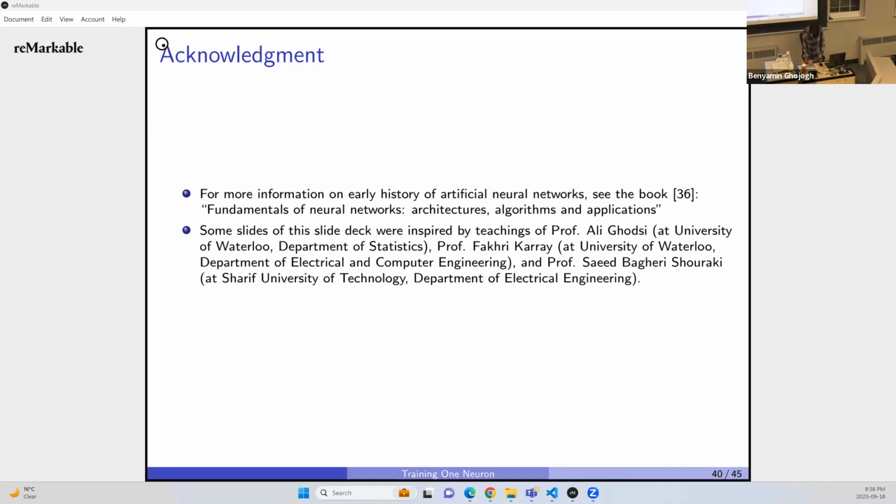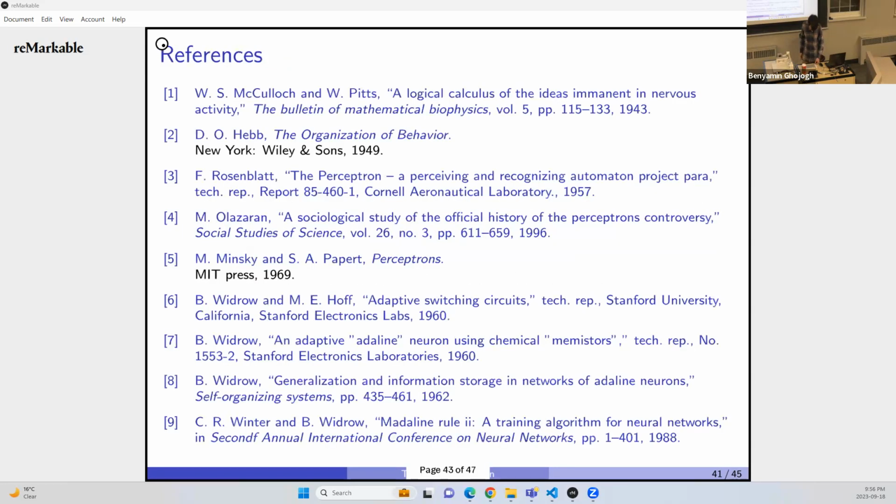Just for more information on the early history of artificial neural networks, especially the perceptron, ADALINE, and these things, you can see this book, Fundamentals of Neural Networks: Architectures, Algorithms, and Applications. Also, some slides of this slide deck are inspired by the teachings of Professor Ali Ghodsi, Professor Fakhri Karray, and Professor Saeed Bagheri Shouraki. So these are the references.